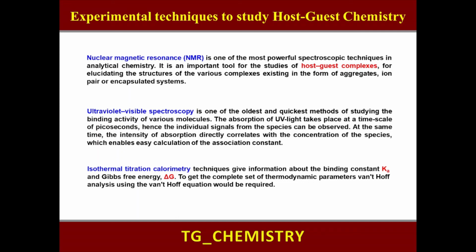The other one is the isothermal titration calorimetry technique, and it gives information about the binding constant for the host guest chemistry, which is represented as Ka in most cases, and also the Gibbs free energy, delta G. So to get the complete set of thermodynamic parameters, the Van 't Hoff analysis using the Van 't Hoff equation would be required, and from there we can have the Ka and delta G values, which are very important to predict the host guest interactions and complexation reactions.